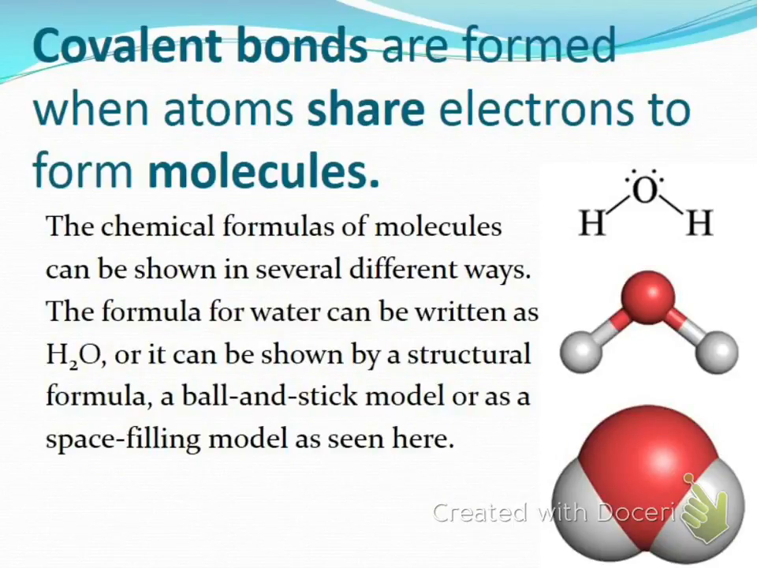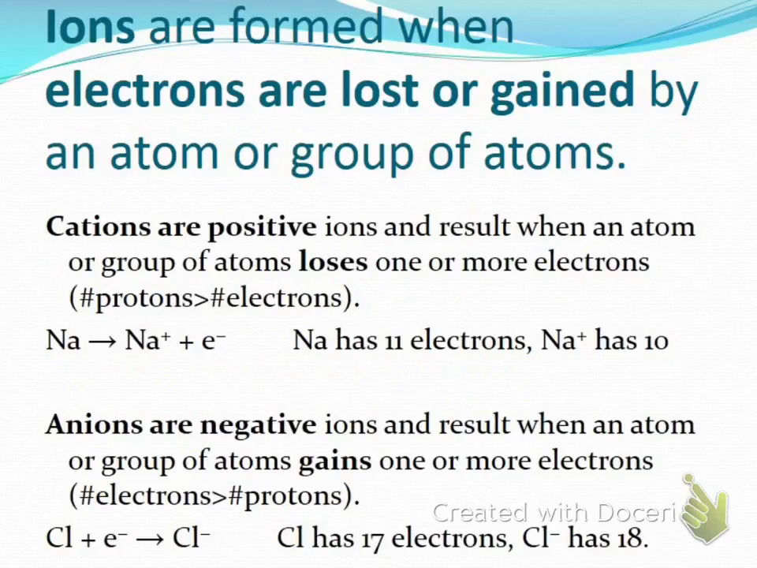Remember from Chem 1, covalent bonds are when atoms share and they form molecules. The chemical formulas can be shown in different ways. We can show all 3 of those: ball and stick model, Lewis structure. You will definitely have to draw Lewis structures on the AP exam, guaranteed. Of course, they're going to be a little bit more complicated than water. And so we'll be doing that as we get to that.